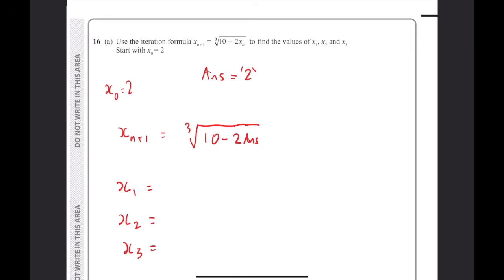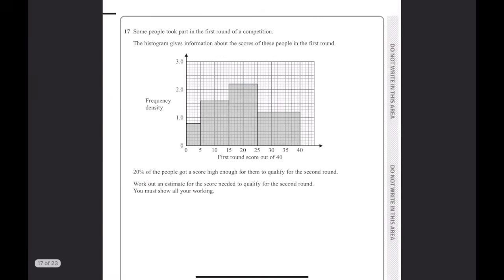And press equals again and you get x3. So x1 gives a value of 1.817 and so on. x2 is 1.853 and so on, and the next one is 1.846 and so on. The next question, we have a histogram.